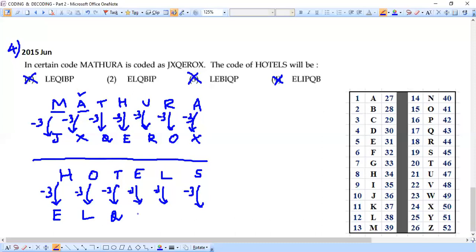E -3. E -3 will give us 5 -3. That will be 2, which will correspond to B. Quickly we'll do that. L -3 we do it. So L is already at the 12th position. -3 we do it. We get 9, and 9 corresponds to I. And last one more, S -3. S is at 19, -3 we do, we get 16, and that will correspond to P. Now we can very well confirm ELQBIP, that is option 2 is our correct answer.